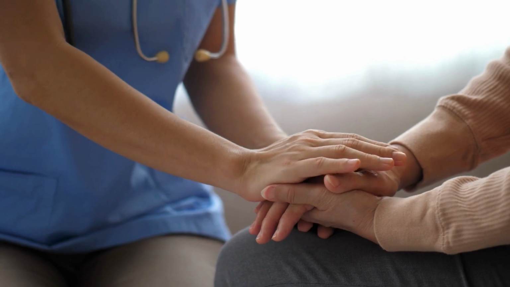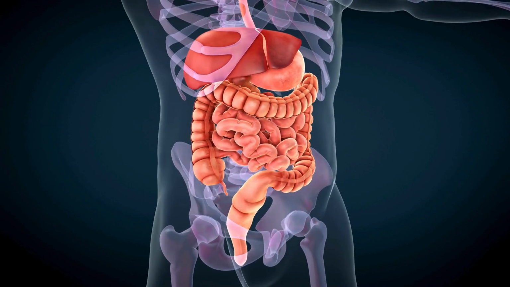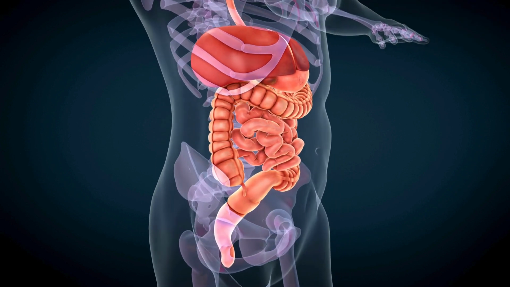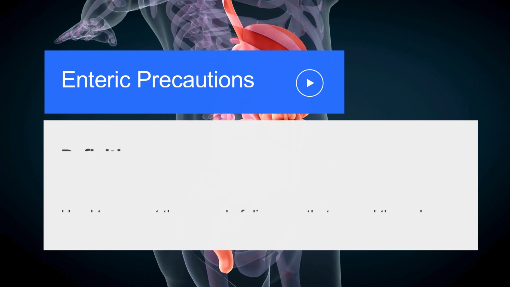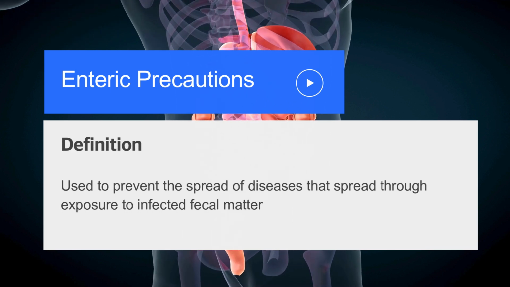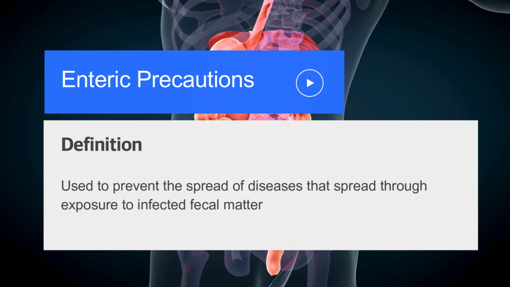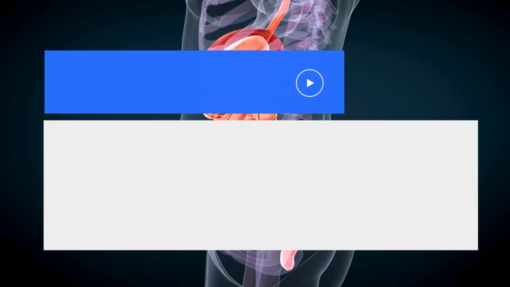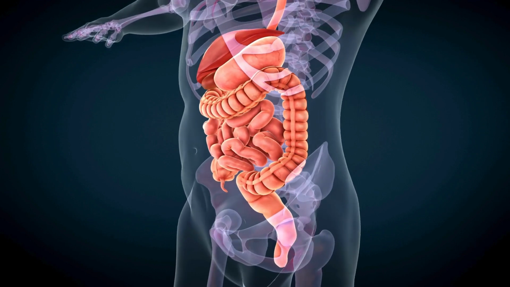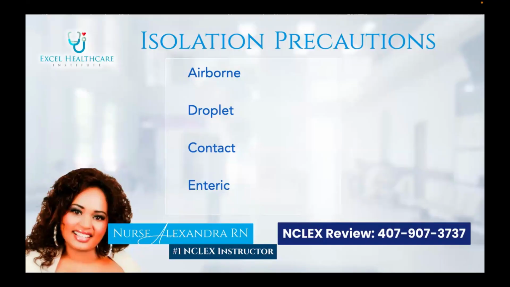A disease that requires enteric precautions. So when you see the word enteric, I want you to think GI, gastrointestinal. And usually what this means is the disease is spread through infected fecal matter. So if a person with an infection that requires enteric precautions has a bowel movement and someone else comes in contact with that fecal matter, they are at risk for infection.